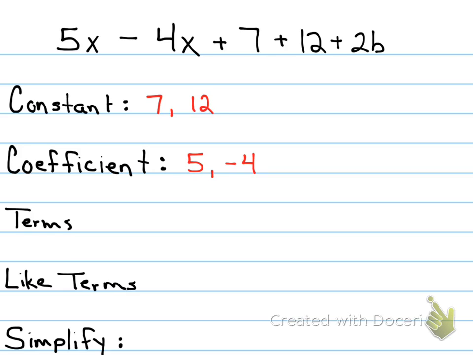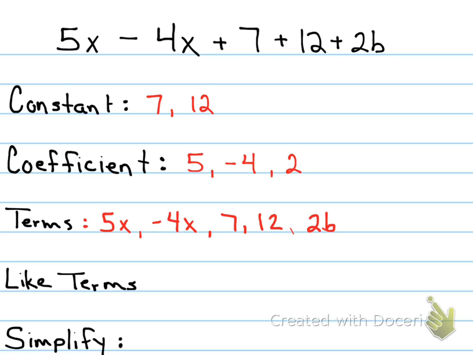Now my terms, I'm just going to write basically my expression without the plus sign. 5x, and then 2. 2 is also my coefficient. My terms are 5x, negative 4x, 7, 12, and 2b. It's just basically the expression without the addition signs. Those are my terms.